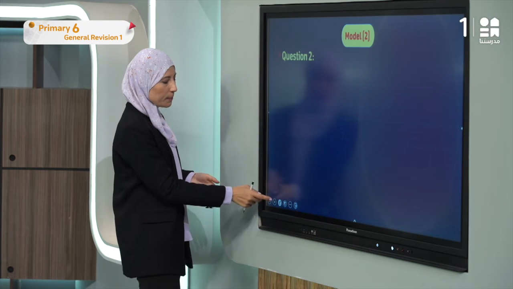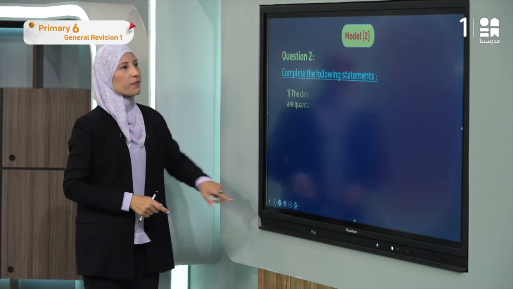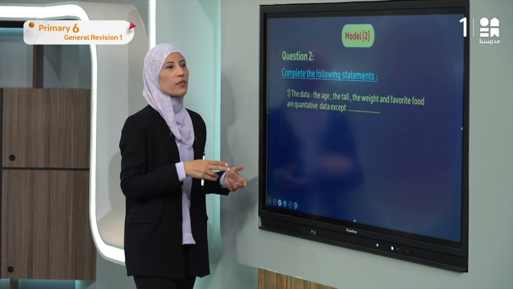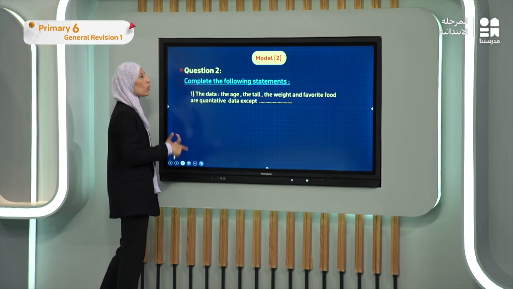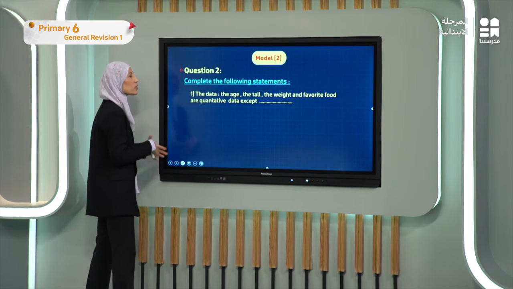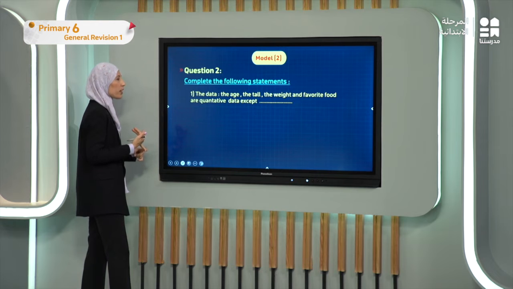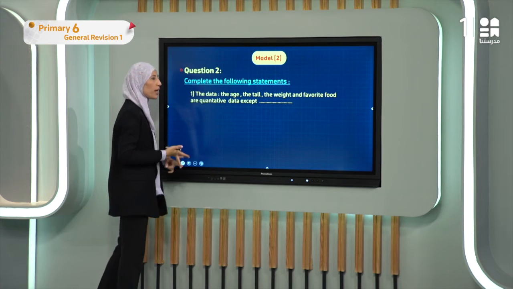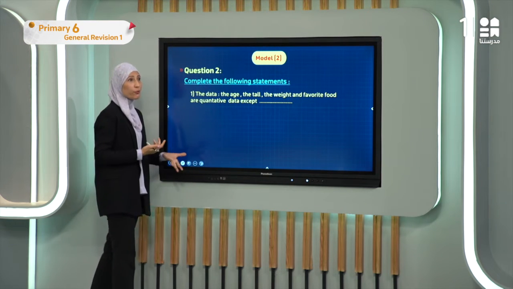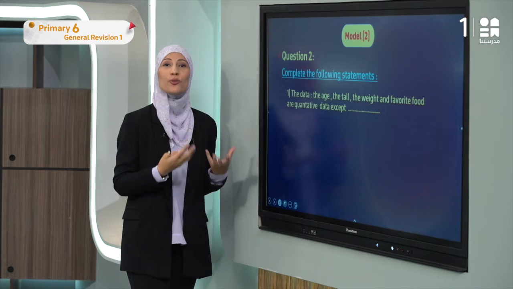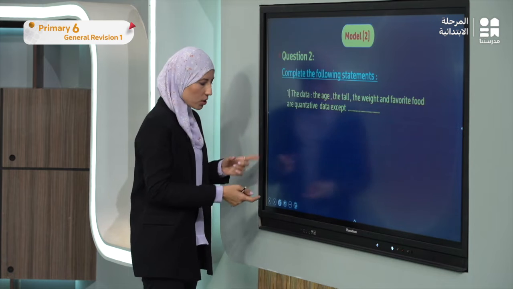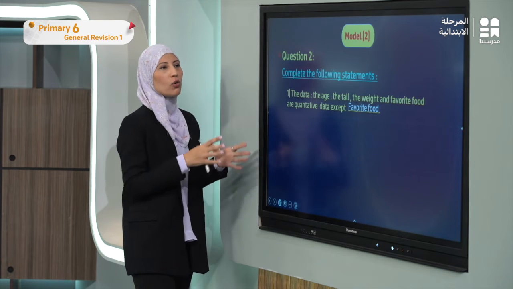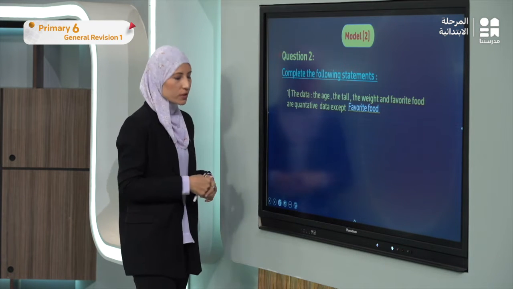تعالوا ناخد اللي بعديه. بيقول لي complete the following statement. The age, tall, weight, and favorite food are quantitative data except الage والtall والweight والfavorite food are quantitative. كل دول quantitative. الage represent by number, tall represent by number, weight represent by number. But favorite food represented by number, I am going to use a number to say what is my favorite food? Of course not. So all data are quantitative except favorite food.